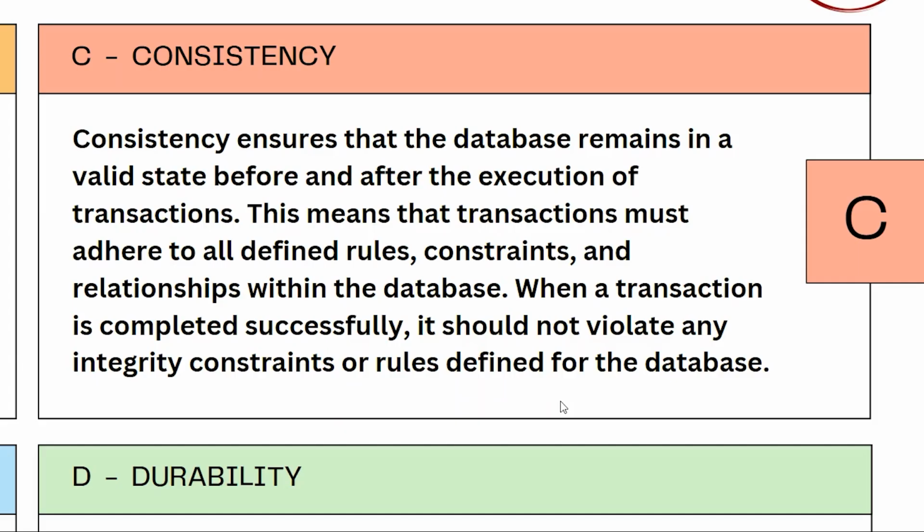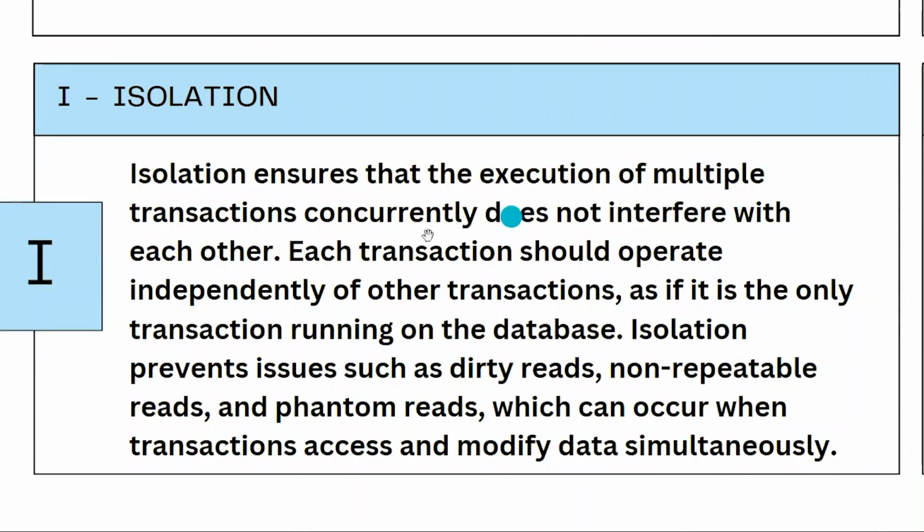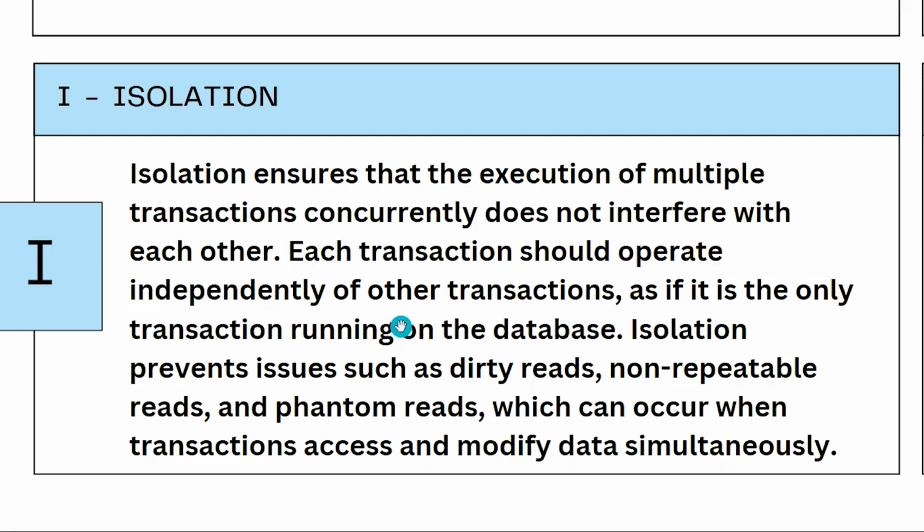So that's one example. Moving ahead, we have isolation. Now, isolation ensures that the execution of multiple transactions concurrently does not interfere with each other. So for example, A is sending money to B and P is sending money to Q. Now, AB will not interfere with PQ. Each transaction should operate independently of other transactions. As I said, A will not interfere with P and P will not interfere with A. So they do the transaction as if they are the only transaction running in the database. They'll not bother about others, right?